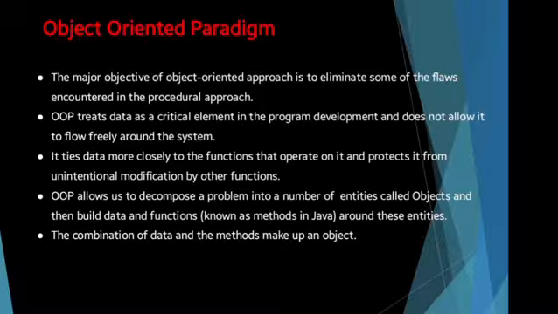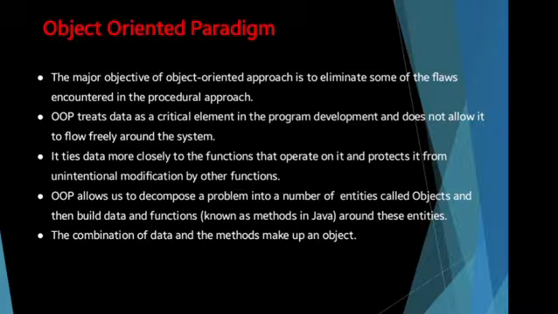So, the main objective of OOPS: instead of focusing only on functions, OOP focuses on objects which combine both data and the operations performed on the data. So, the first objective is to eliminate many of the flaws found in procedural programming. That is why most modern programming languages like Java, C++, Python, and C# support object oriented programming.